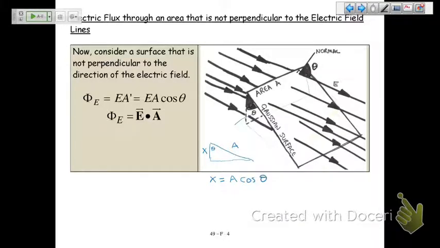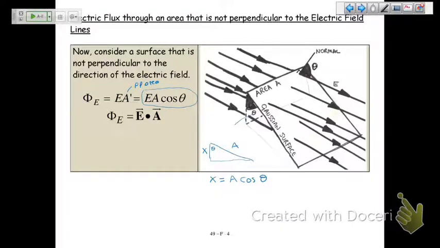Yeah, cosine theta. And so what we say here is, if our flux is equal to the electric field times this perpendicular area, well, that just equals the electric field times our card area times the cosine of the angle, this angle theta. And from physics 1, we recognize that when we have one thing times another thing times the cosine of the angle between them, we used that before in work. That was a dot product.